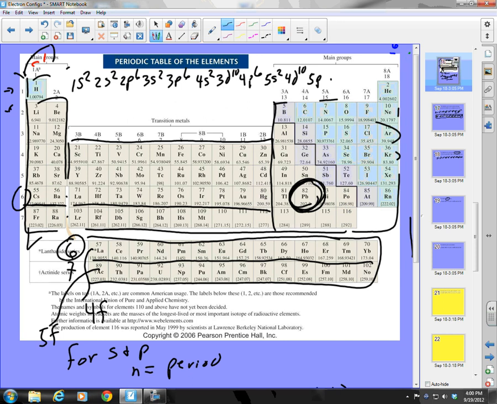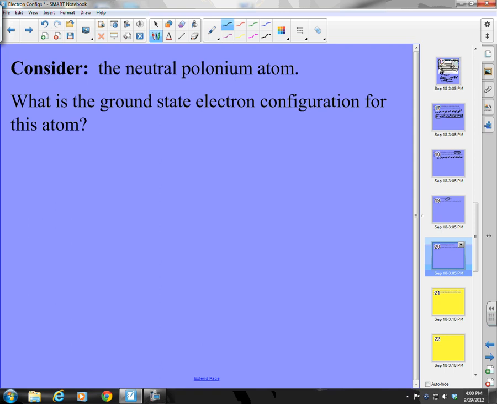I need more space. 5p6, and then what? 6s2, and then what? Okay, after the 6s, we drop down here, and we get what? 4f14, and then we come up here to these guys, 5d10, and finally we end with 6p2. So that's lead. Got it? All right. Let's see if you can do polonium on your own. Pause me and bring me back when you have it.